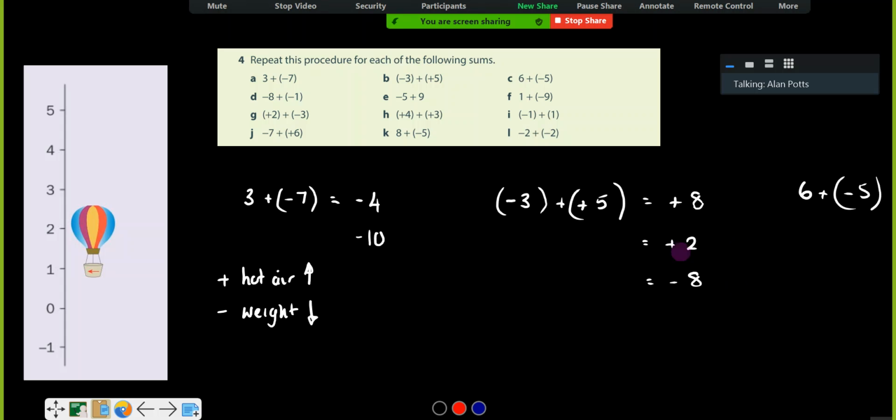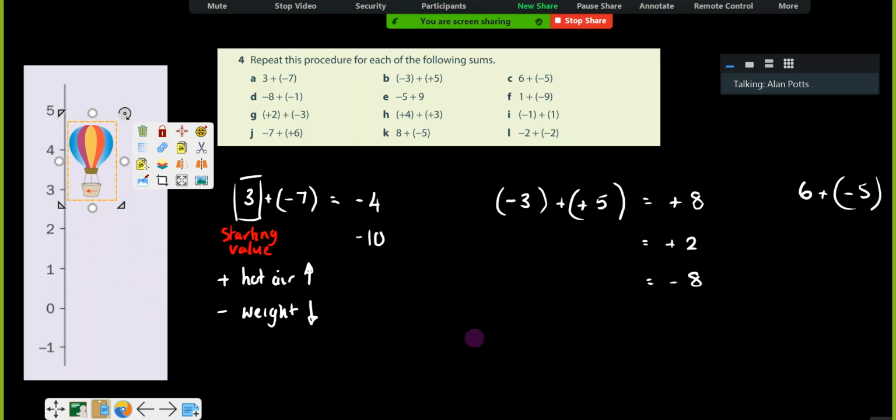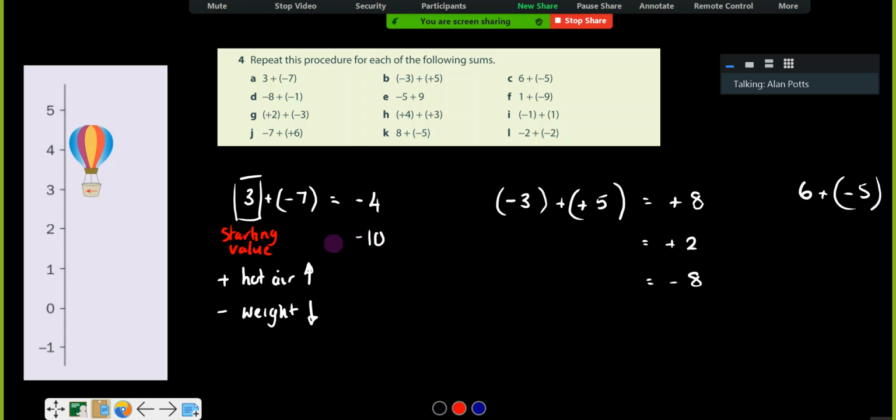Okay, so if I look at this question, this number here, as with any addition or subtraction, is our starting value. So this is where I consider my starting value. That means my balloon needs to start at 3. So that's where we currently are. And then this tells me what I need to do. So I am going to add, okay, and what am I adding?